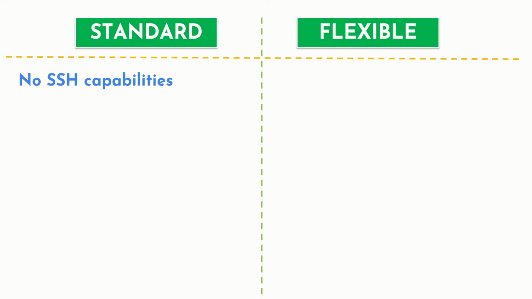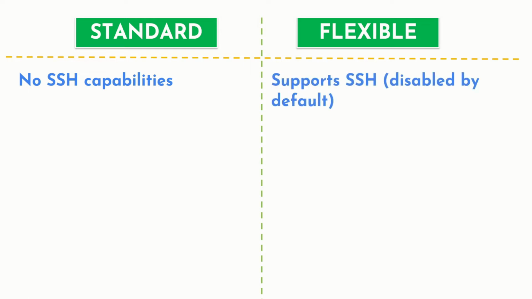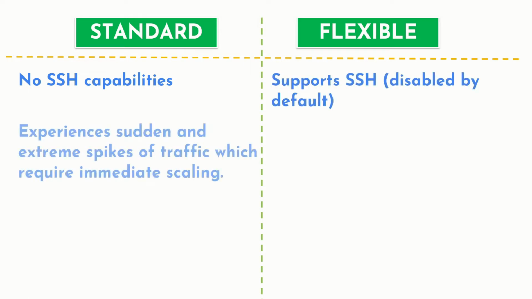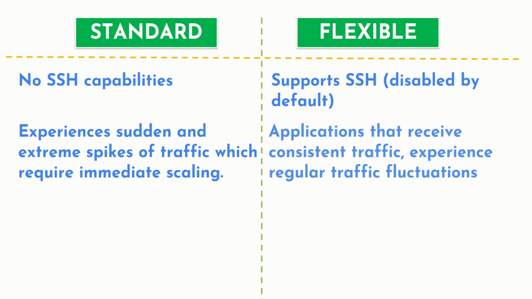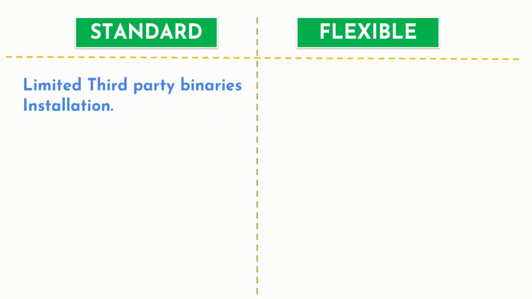In standard, you don't have the SSH capabilities. If you want to perform SSH to the underlying virtual machine, then again, flexible would be a better choice for you. Standard is mostly suitable for applications that experience sudden and extreme traffic spikes where immediate scaling is the requirement. However, if you have an application that receives consistent traffic, or experiences regular traffic fluctuations, then flexible would be a better choice for you.